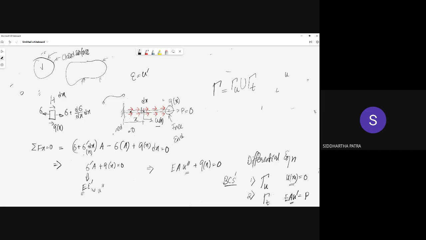Such is not the case with the essential boundary condition. The so-called natural boundary condition applies automatically. If you do not specify, it becomes 0. So there has to be gamma u and gamma t, and the union of the two sets is basically the total boundary. And also the intersection of the two sets is a null set. You cannot apply the displacement boundary condition and the traction boundary condition at the same location.